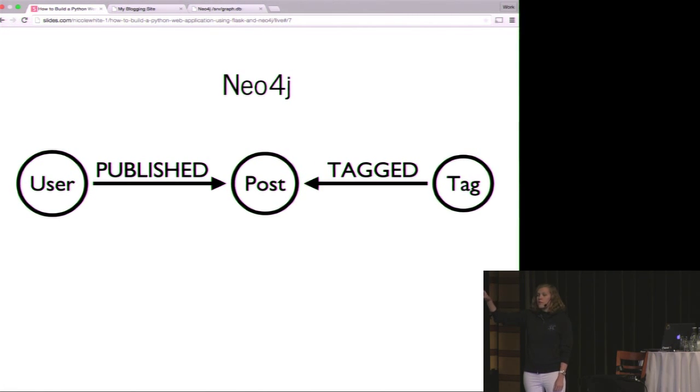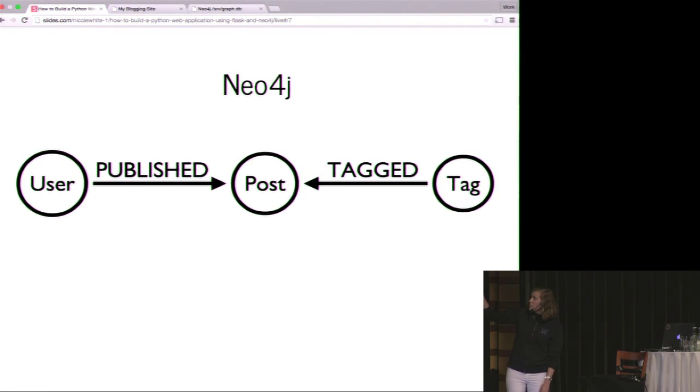So the user node will have a username and password property. The post node will have a text, date, whatever else, properties. The tag will have a name property. And then to model that a user published a post, you simply create a relationship from the user node to the post node saying the user published this post. There's no intermediary foreign key or anything.